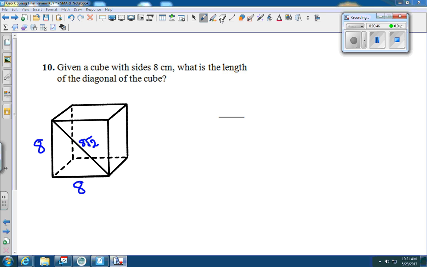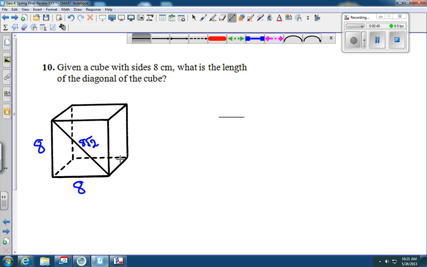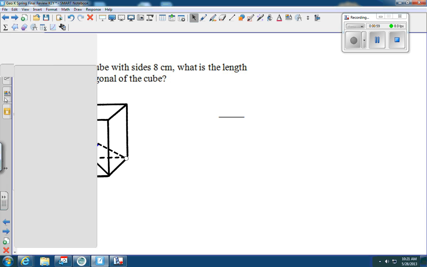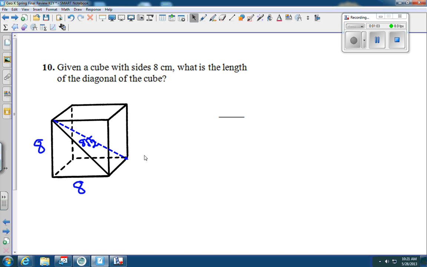What I'm trying to find here is this diagonal that goes inside. When I'm trying to find that line, that blue dashed line there, what I get is a right triangle right here. I know that this side that I just found is 8 square root of 2, and this side right here is 8. So now I can do Pythagorean theorem to find c squared.